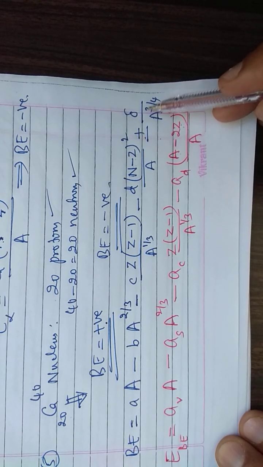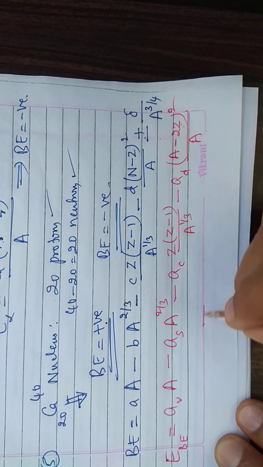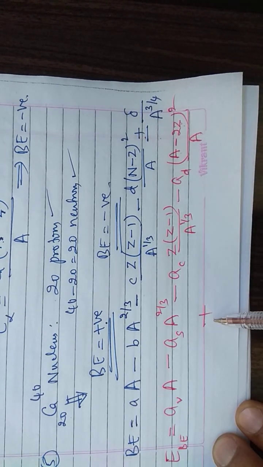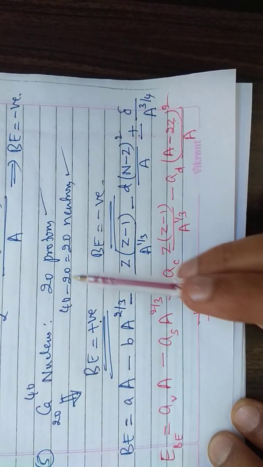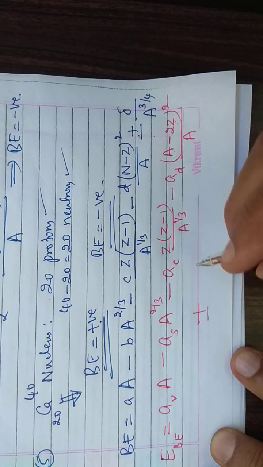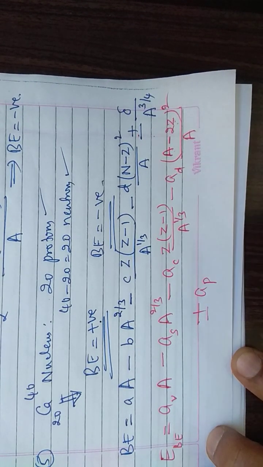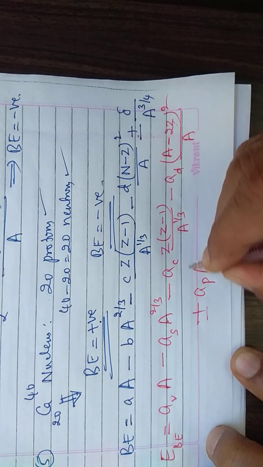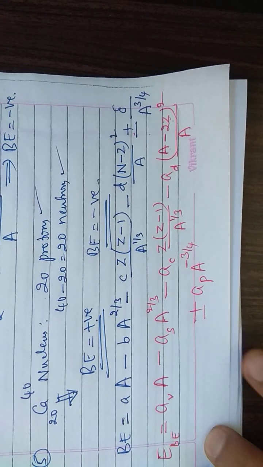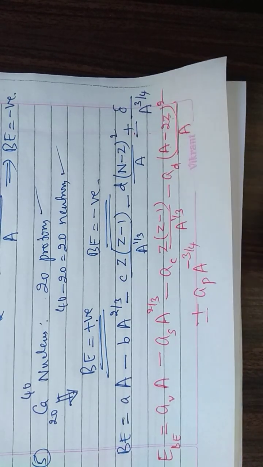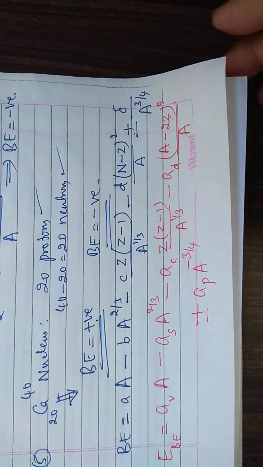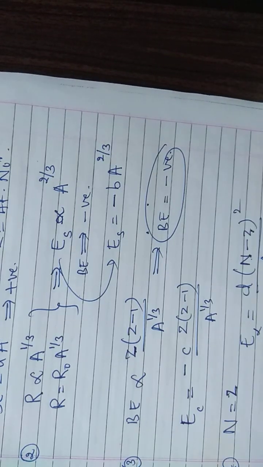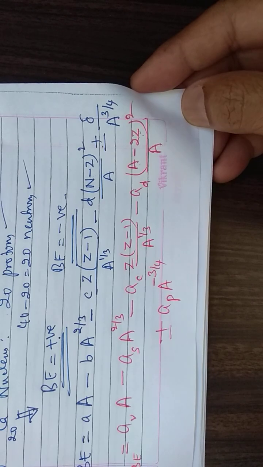Last part, the fifth part, is plus or minus, don't forget, depending upon whether it is an even or odd number, odd-odd. Plus or minus AP, the parity term, A to the power minus 3 by 4. So using this semi-empirical mass formula, we are solving the problems. Problems are equally important. Not only theory, problems are also important.